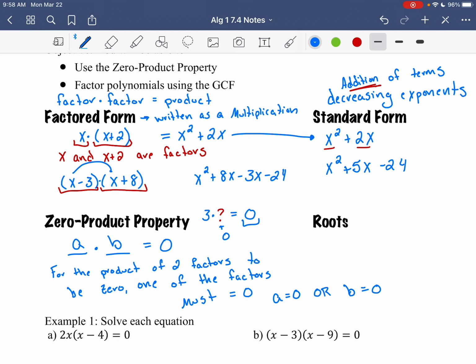And so we can use this little tidbit to help us solve polynomials in factored form if they equal 0. And we can solve them by finding the solutions. We also call those roots. So another bit of vocabulary is roots. Roots are just another word for the solutions of a polynomial. And what we mean by solution is the numbers that you can put in for x that work.